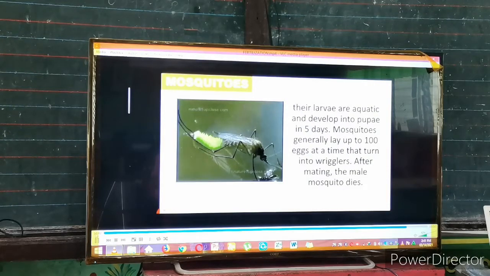Their larvae are aquatic and develop into pupae in 5 days. Mosquitoes generally lay up to 100 eggs at a time that turn into wigglers. After mating, the male mosquito dies. We know that mosquitoes release their eggs in water.